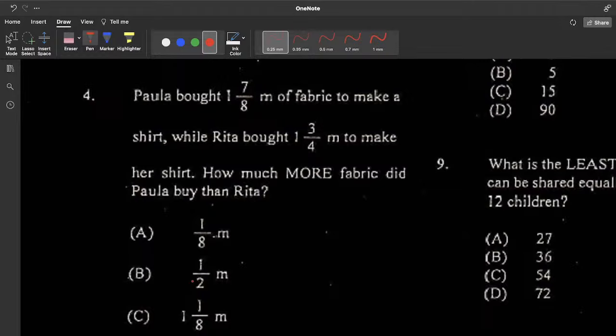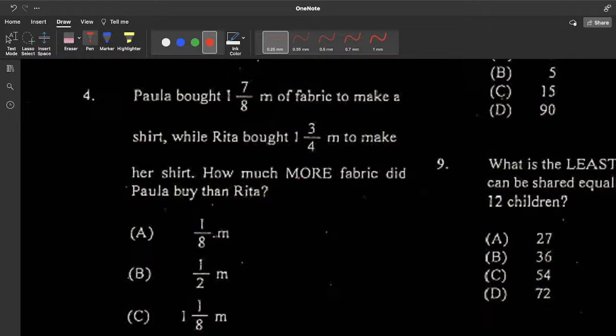This one says that Paul bought 1 7/8 meters of fabric to make a shirt, while Rita bought 1 3/4 to make her shirt. How much more fabric did Paul buy than Rita? So we got to figure out how much more he bought than Rita. Basically, when we're doing anything like this, we have to first of all convert it into improper fractions. Now I could show you a little trick to work this out, but you have to convert it into improper fractions.